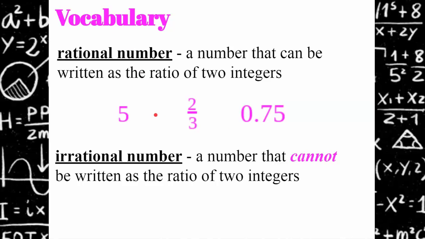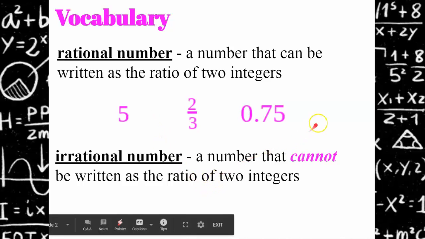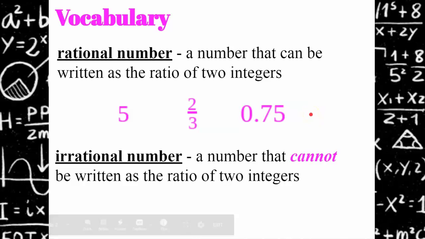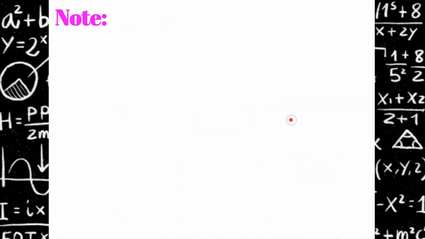An irrational number is a number that cannot be written as the ratio of two integers. Probably the most famous irrational number, the one you're most aware of, is pi. Pi is a non-terminating, non-repeating decimal. It cannot be written as the ratio of two values. Other examples are the square root of 2 and the cube root of 5. We'll learn more about these further in the lesson.